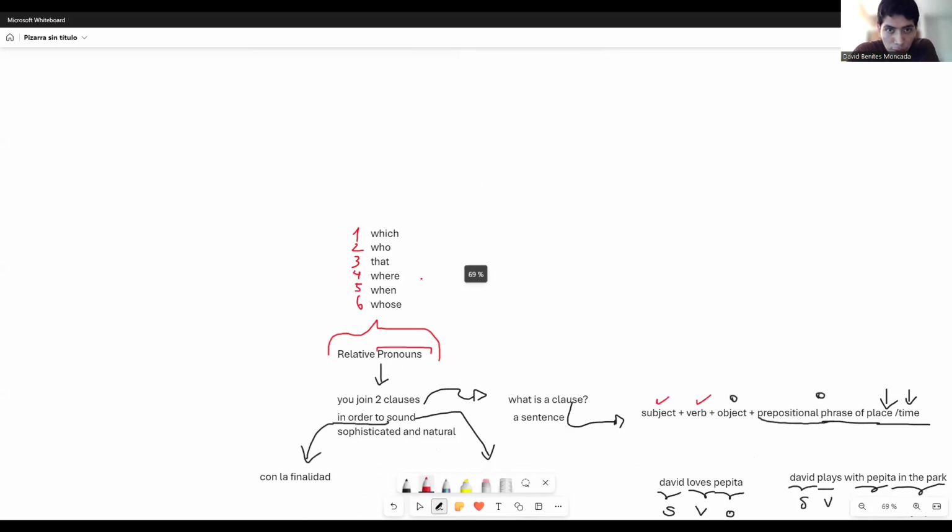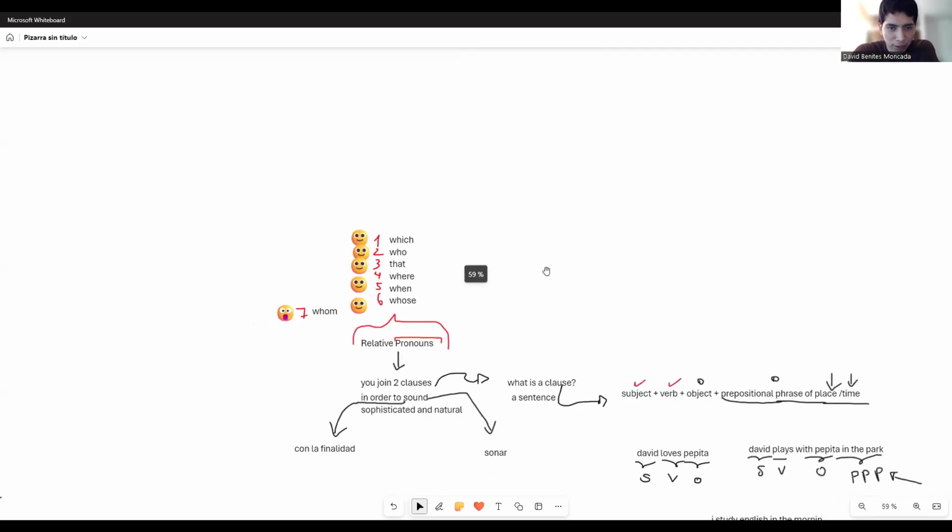And we also have one more. This is the 7th, but this is different here. The 7th pronoun is whom. You will learn whom in the future, right? This is special. But everything else is cool. You use 1, 2, 3, 4, 5, 6, but 7 is a little bit difficult. Okay? So how do we use it?